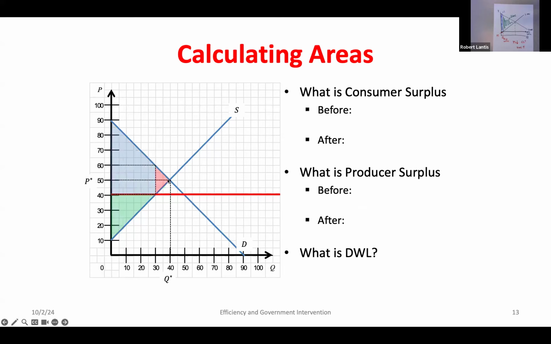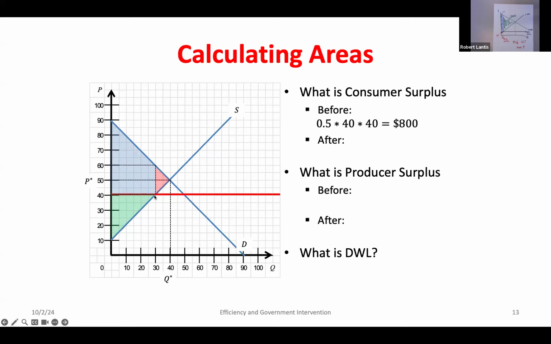And the area below their marginal benefits. So above the price, below the demand curve, or the difference between consumers' marginal benefits and the consumer's marginal cost, which is the price. So we had what? A height of 40, a base of 40, 40 times a half, right? That was 800. Now, what was consumer surplus after this price ceiling?